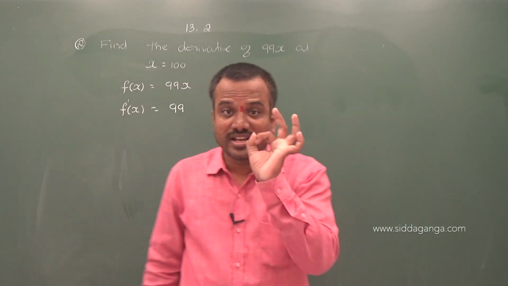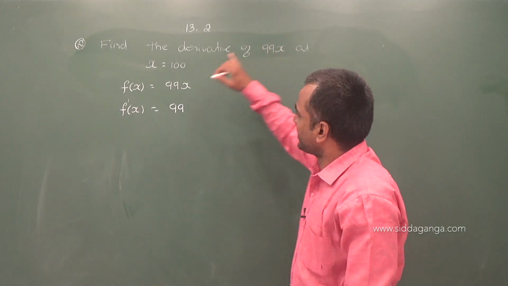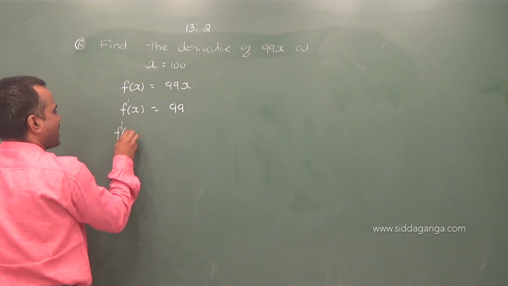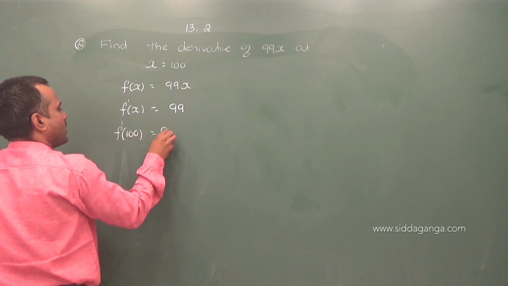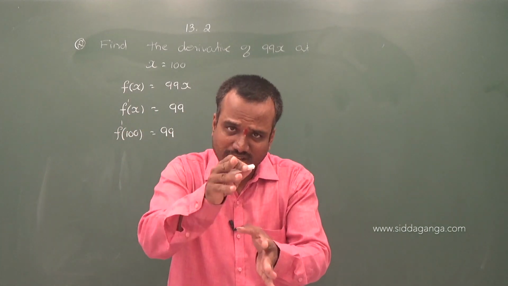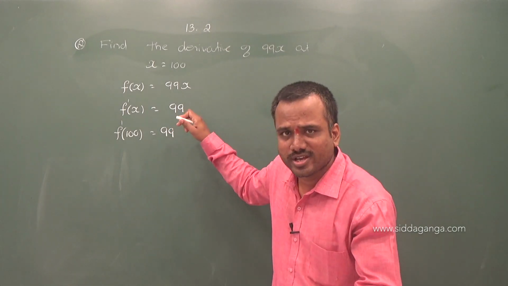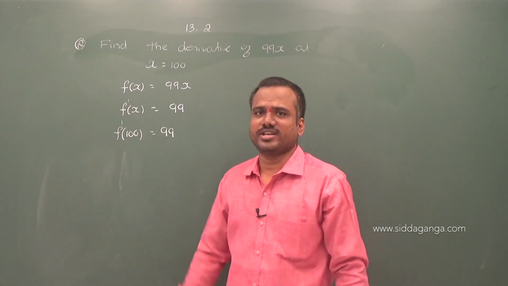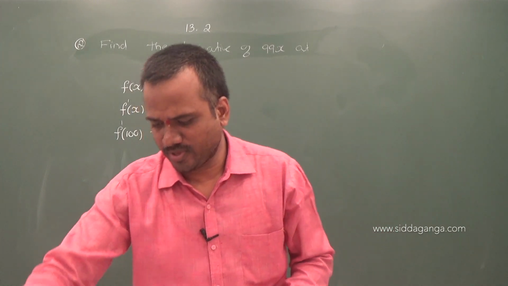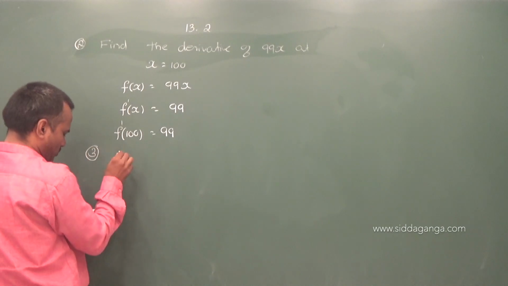But what he asked is the derivative of 99x at x is equal to 100. That means f dash of 100 is 99 only, because if x is present, in that x we substitute 100. Here in the derivative there is no x, that's why keep it as it is, 99. Got my point? Next problem. The third question, very simple question.